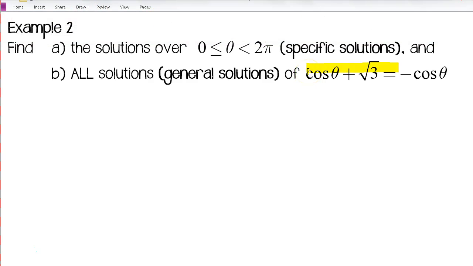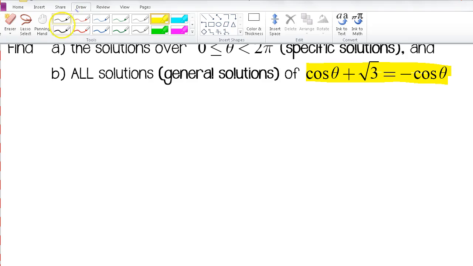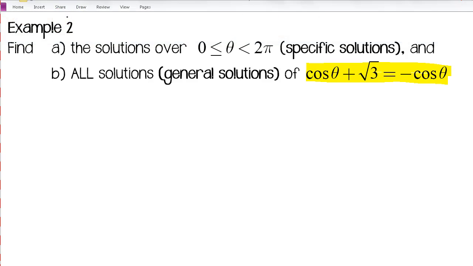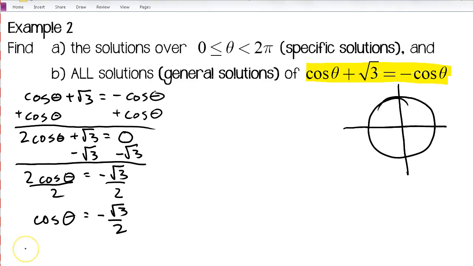So here's our equation that we're going to solve. It's a little bit more complicated. So why don't you go ahead and pause the video and see if you can solve this for cosine theta for now. And if you get that and you feel comfortable and you want to continue on and try and find your specific solutions and your general solutions, go ahead and do that. So pause now and see how far you can get with this one.